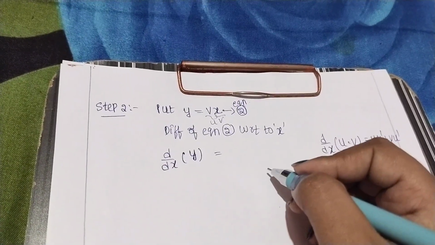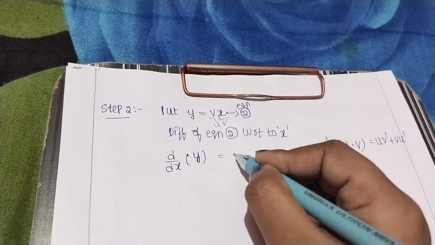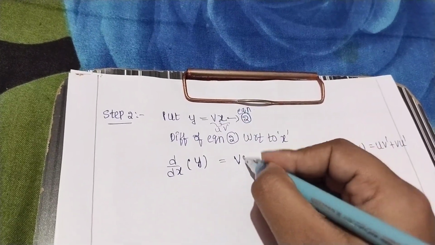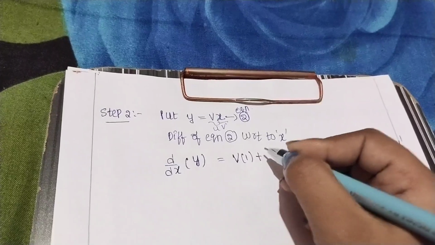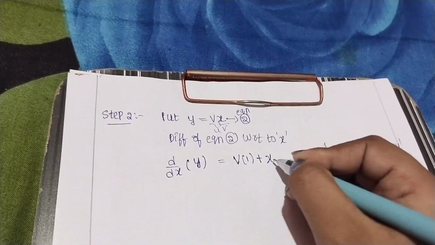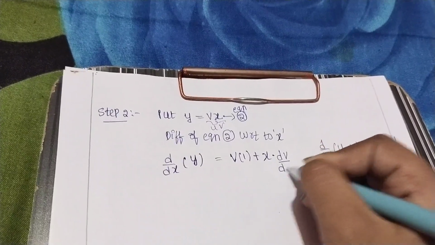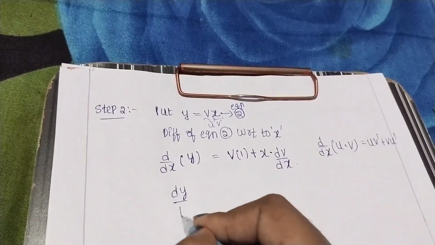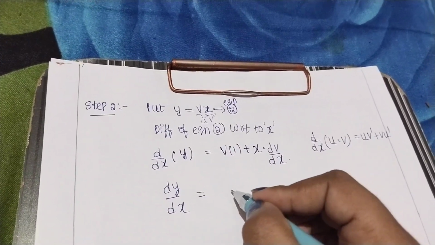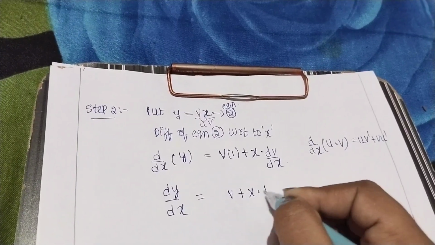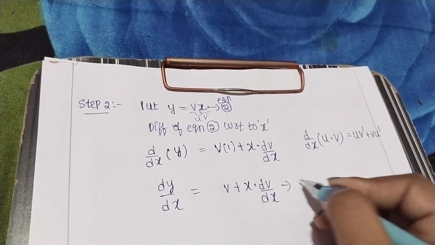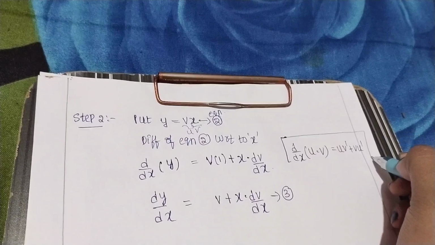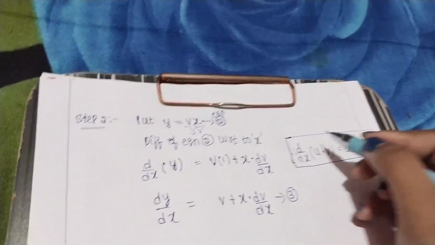So u into v dash, that is v, with d by dx of x being 1, plus v into u dash, that is x into dv by dx. So the term will be dy by dx equals v plus x into dv by dx. Let's mark this as equation number 3. Let's put a box over here so that you can identify easily that this is a formula.